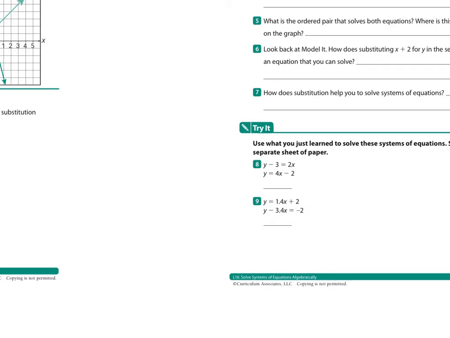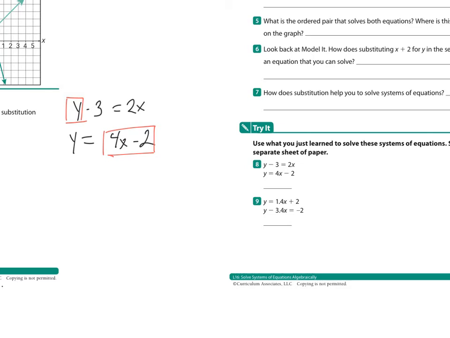Alright, let's work on 8 first. So 8 is y minus 3 equals 2x, and y is equal to 4x minus 2. So I'd say this is a really good candidate for substitution. Okay, here's the value I know, right? One of my equations is already solved for y. That's step 1. So everywhere I see a y right here, I'm going to replace it with 4x minus 2.